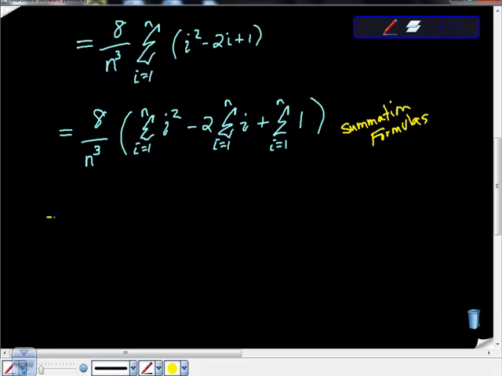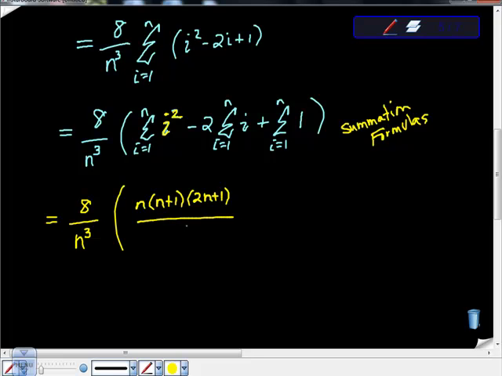I'm going to go into my summation formulas. So I'm just going to rewrite this. 8 over n cubed. And then I know what the summation formula is for i squared. I recognize that I know this thing. It's n times n plus 1 times 2n plus 1, all over 6. That gives me this part. If this is bothering you, like, what just happened? Then stop for a second. Go back and look at your summation formulas because you have to have those memorized. It's really key.